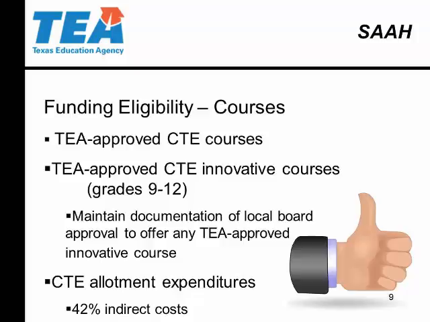For your CTE allotment expenditures, you have to expend at least 42% to your indirect costs. And in my notes, I had what functions you could code that to get to your indirect costs. So when you have the PowerPoint, you should be able to pull up my notes, and it has the different functions that you can use to get towards that.